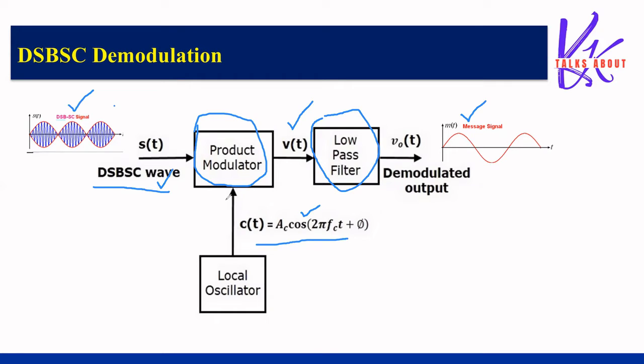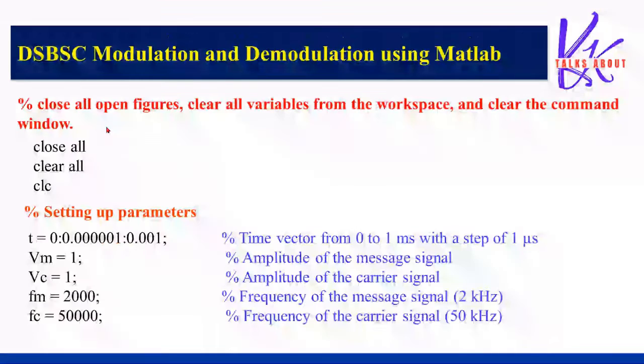So at transmitting end, we are doing the modulation. At receiving end, we are doing the demodulation process. But after demodulation process, we are passing it through a filter. In the same way, now we are going to implement this one using the MATLAB. Let us proceed for the MATLAB experiment.